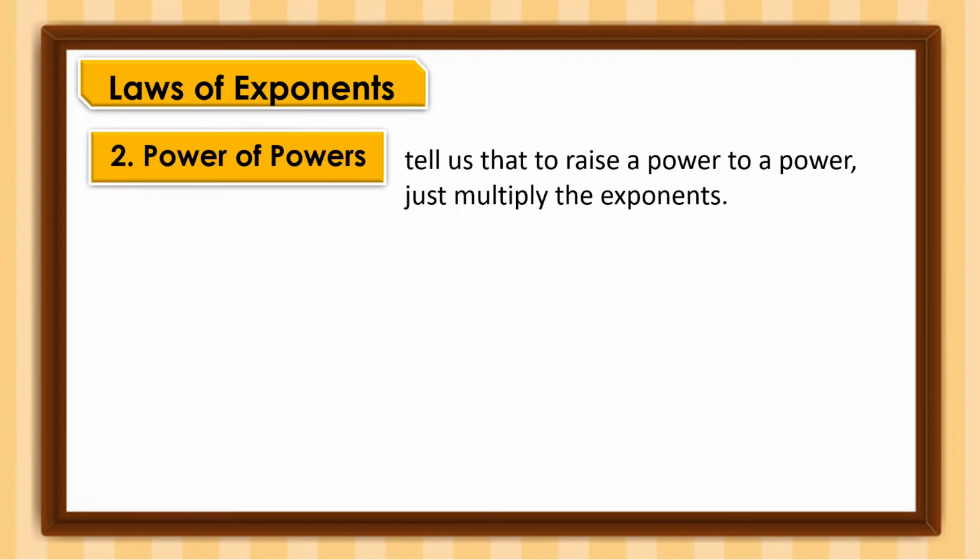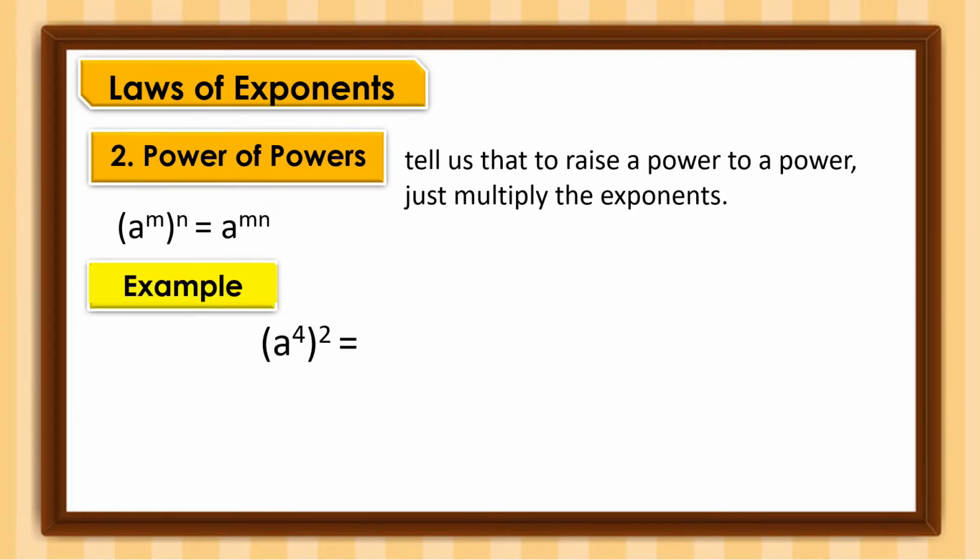It tells us that to raise a power to a power, just multiply the exponents. So here's an example. The quantity of a raised to m, raised to n, is equal to a raised to m times n. So for example, we have here the quantity of a raised to 4, raised to 2. Therefore, we will just multiply the exponents. We will have a raised to 4 times 2, and 4 times 2 is equal to 8. Therefore, our answer is a raised to 8.